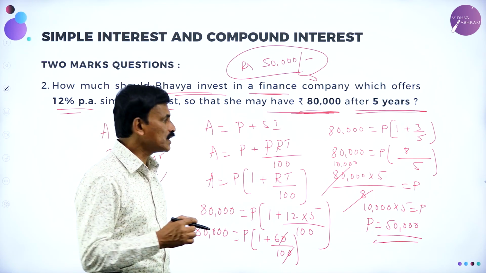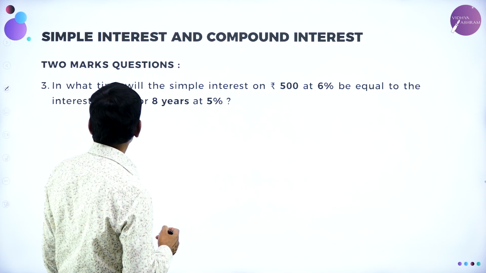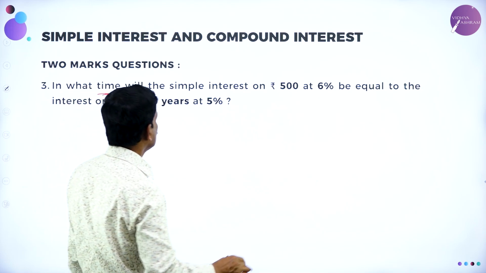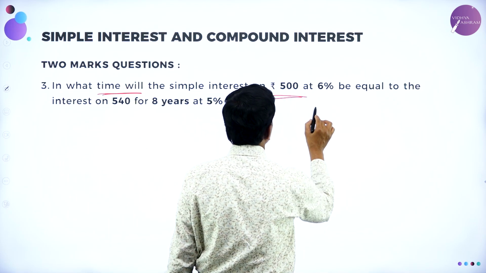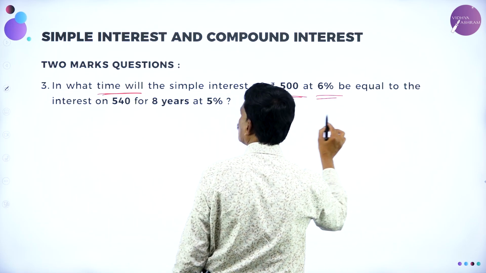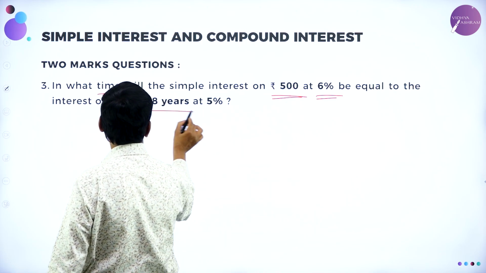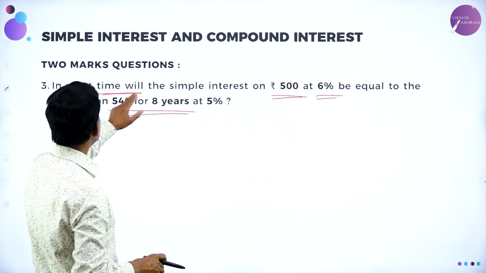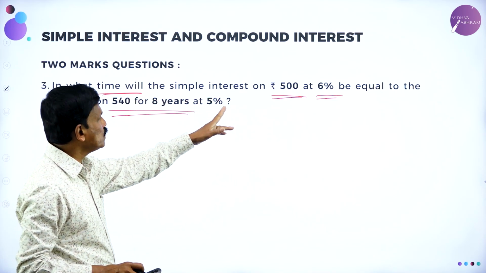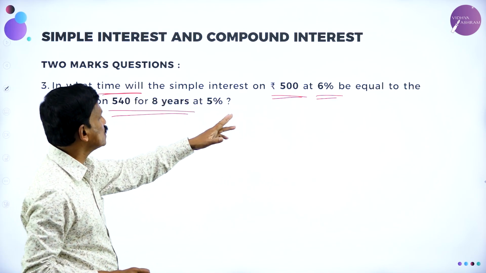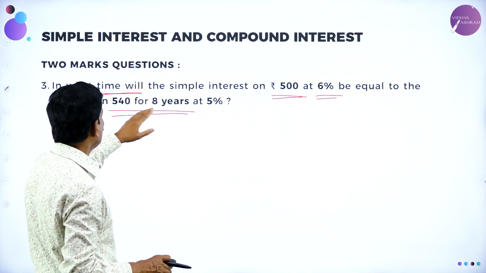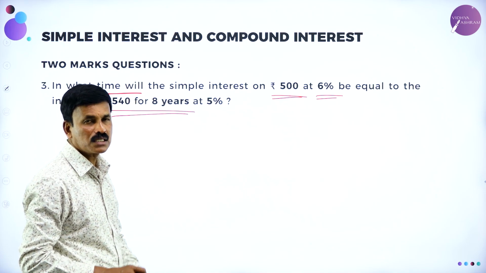Right. Now let us come to the next problem. So we have to calculate the time. In what time will the simple interest on rupees 500 at 6% be equal to the simple interest on 540 for 8 years at 5%, right?